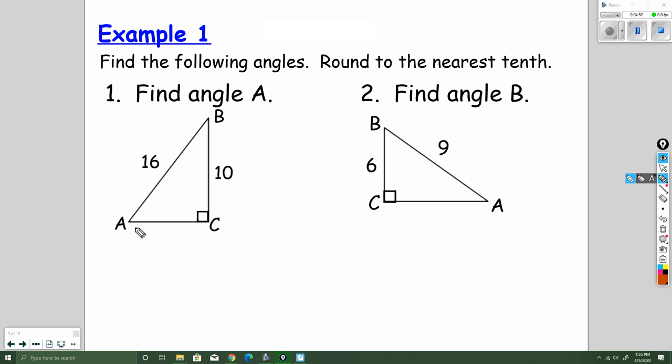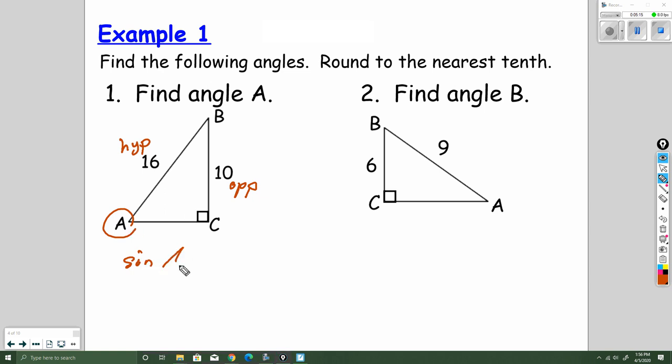I'm going to just circle angle A. That's the one that we're looking for. Now we're going to take a look at the side lengths that we have. 10 would be the opposite, 16 would be the hypotenuse, right? And remember, this is with respect to angle A. So opposite over hypotenuse is talking about sine. It corresponds to sine.